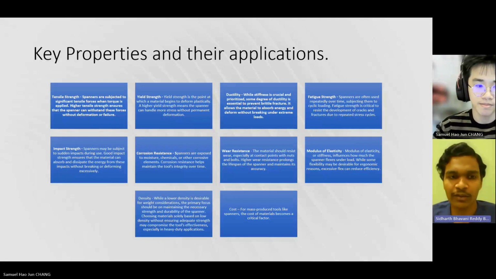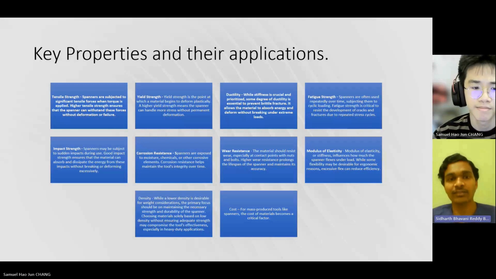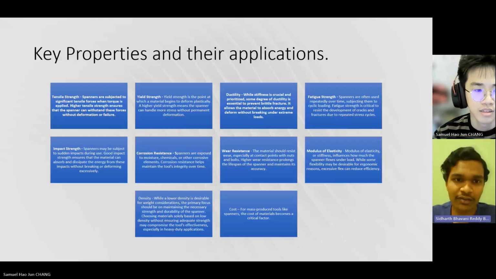There are a range of key properties to consider while choosing a material to make a spanner. A spanner has heavy-duty applications as well as light-duty applications. It is used in a range of things in the industry. The first key property is tensile strength. Higher tensile strength makes sure the spanner can withstand forces. Since it's used to tighten nuts and bolts manually, there are a lot of tensile forces acting on the spanner.